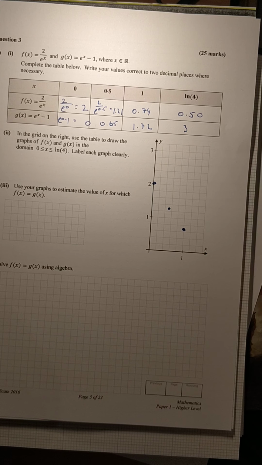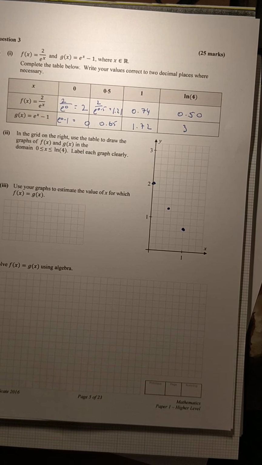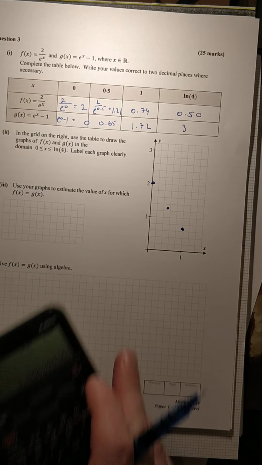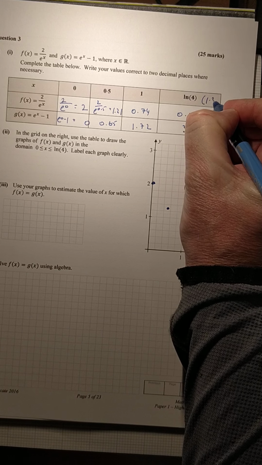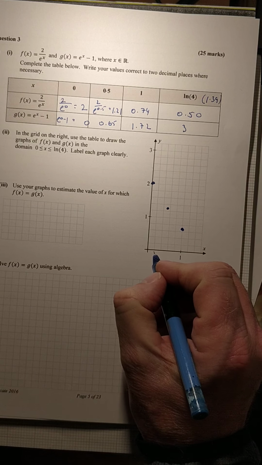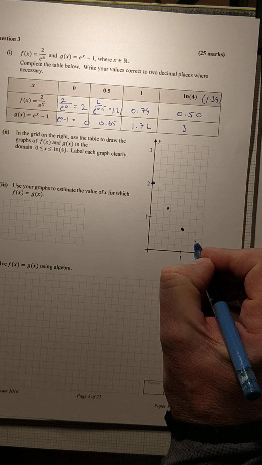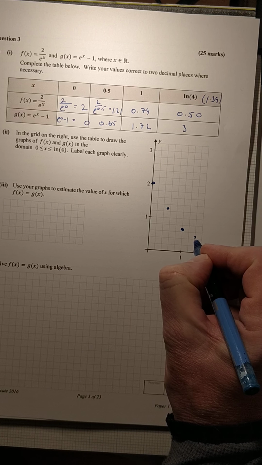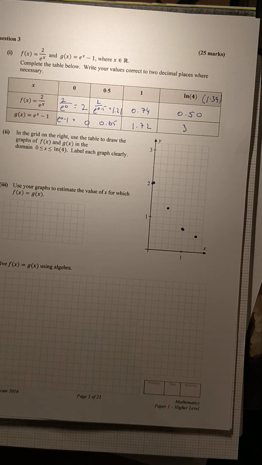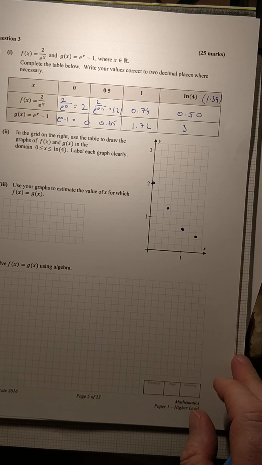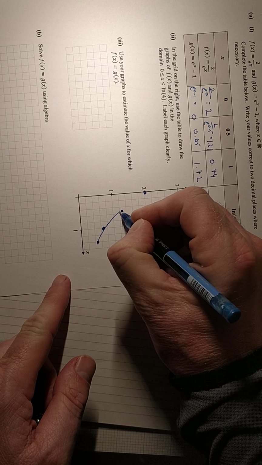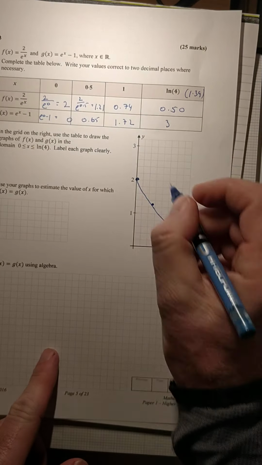So using our calculator, the natural log of 4 is 1.39, so I'm just going to put that in up here for when we're plotting it. So that's 1.39, and it is 0.5. So it'll be here. Now it's clearly not a line, it's not linear, so you're going to draw it like that. And we're going to name it, always name it, that's f of x.